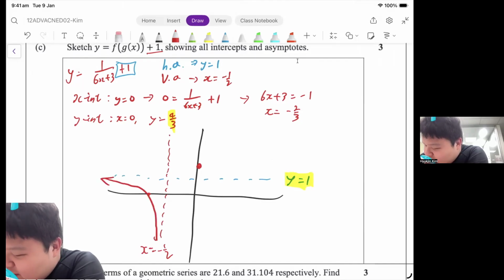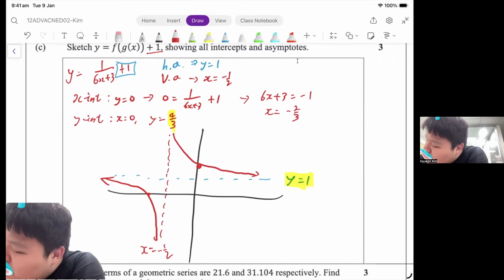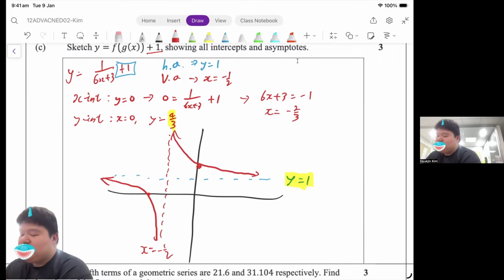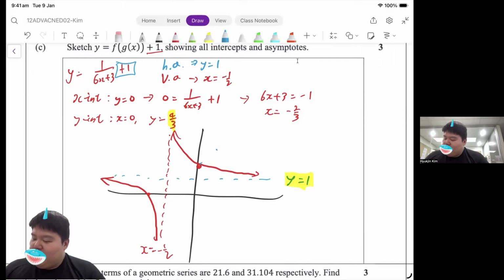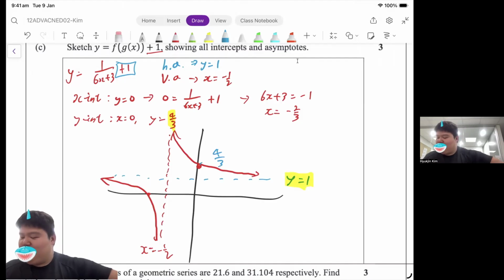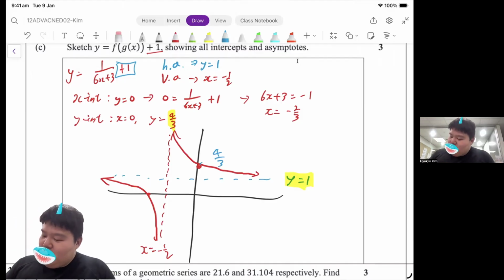Now make sure your asymptotes look asymptotic. Some of you guys were failing to do that, so that's not as good. Make sure to label everything. I wasn't doing that. My fault, gang. Negative 2/3. X and Y, you can do that after.